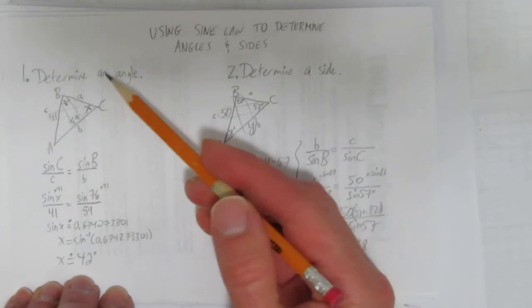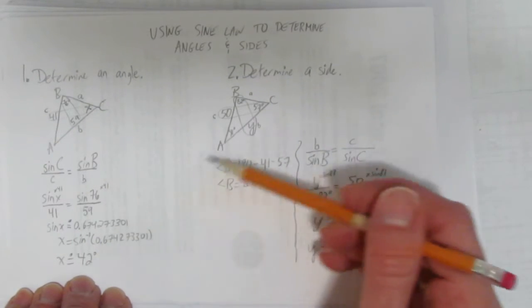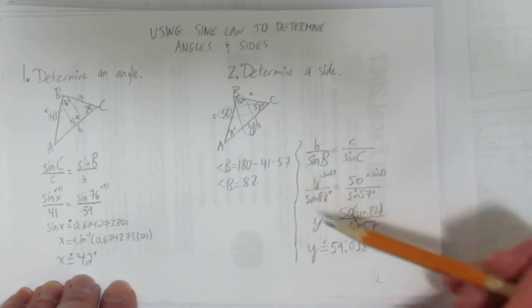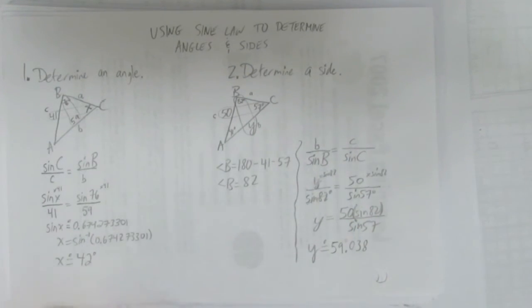Good thing I checked my work. And when I was checking, I saw here we determined an angle. But in this question here, I use sine law to determine a side. And usually I round sides to 3 decimals. There you have it. How to use sine law.